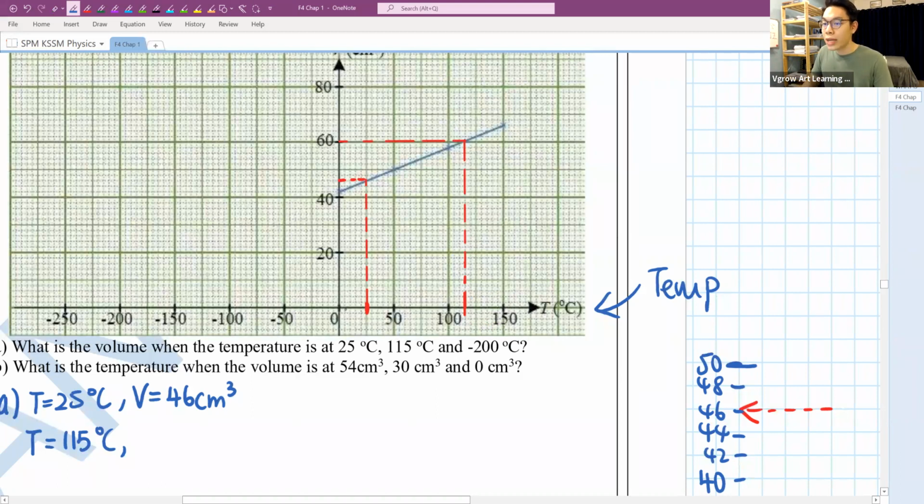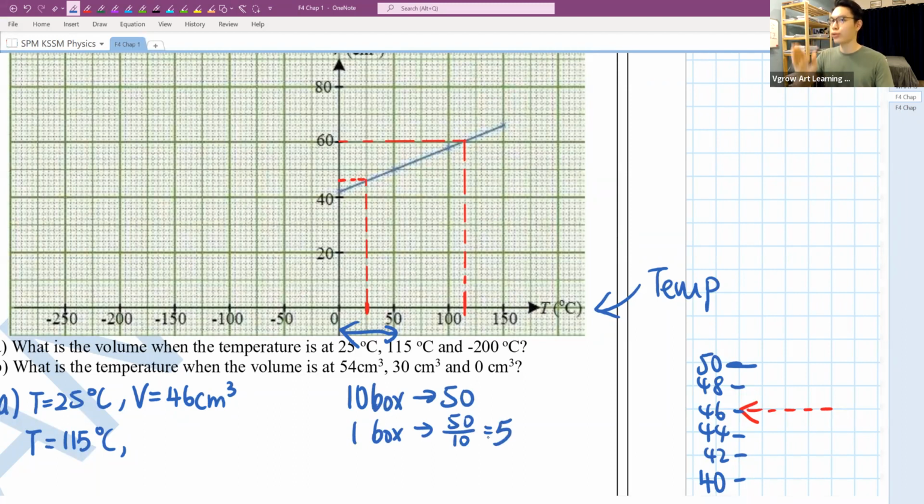If you are not sure one small box is how big, you see here got 10 small boxes. 10 boxes is 50. One box is what? 50 divided by 10. So one box is 5. That's how I know the next box is 105, 110, 115. Okay, so when temperature is 115 degrees Celsius, volume is 60 cm cubed. Okay, 60 cm cubed.